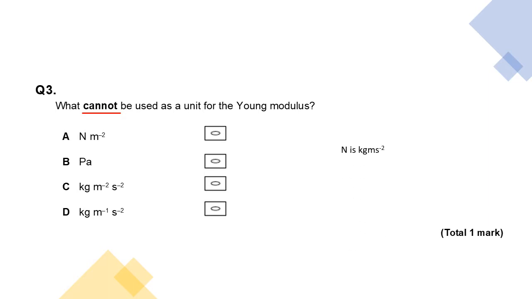So Newton, as you all know, is kilogram meter per second square. So you can find out what Newton per meter square is, and you can see that it is kilogram meter raised to minus 1, second raised to minus 2, which is our D. So that tells us that A, B and D are units of Young modulus. So our answer has to be C.